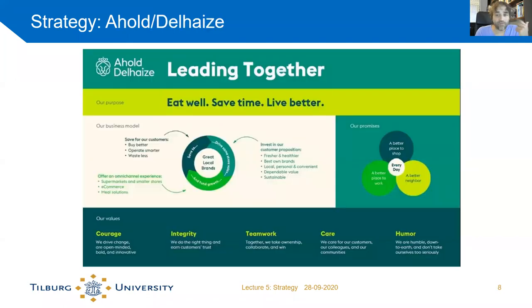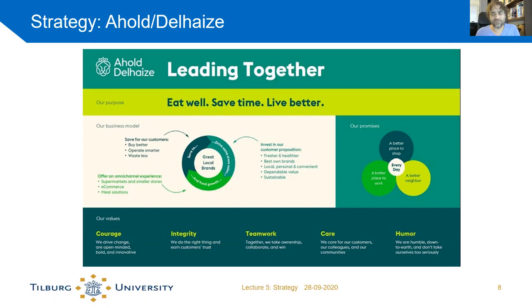So I have another example. This is from Ahold Delhaize, the owner of Albert Heijn and Delhaize, and much more. I think this is quite interesting because it gives an overview of not only their mission and vision, but also how you can translate that into strategic objectives for innovation and towards the customer, but also towards your internal values, basically your corporate culture, which we should discuss next week.